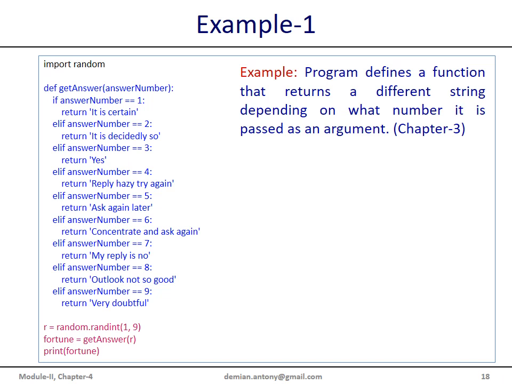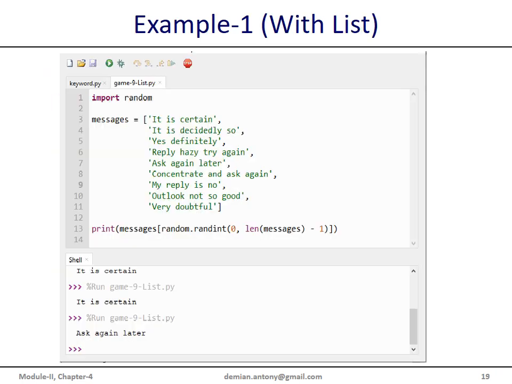And this is a lengthy code, and we can reduce the length of this code with the help of lists. What we have to do is put all these messages as values in a list, and generate a random number, and that generated random number becomes the index, and we access the value at that particular index and print the value, which is the message at that index. This is the code, a short code.